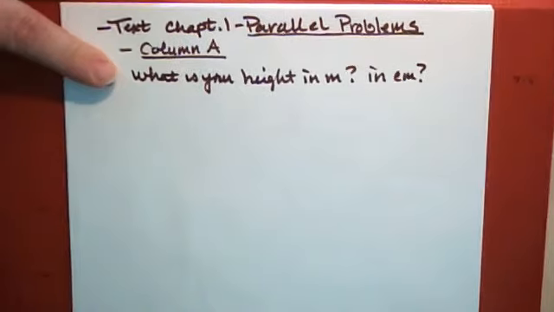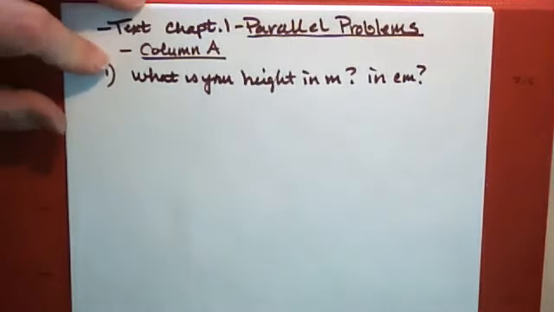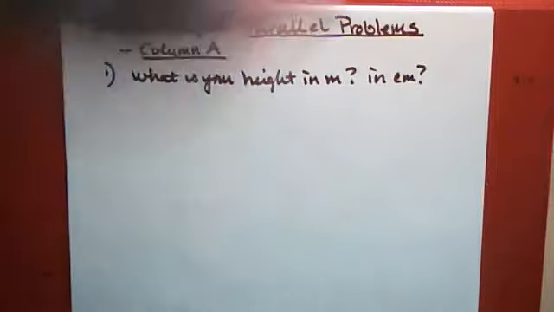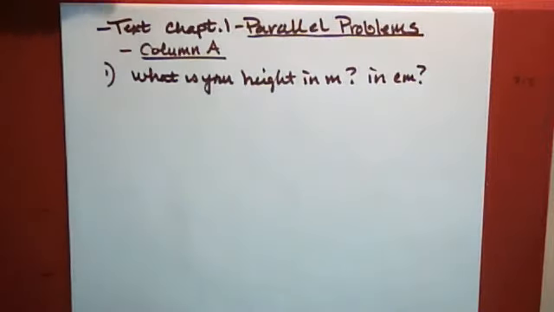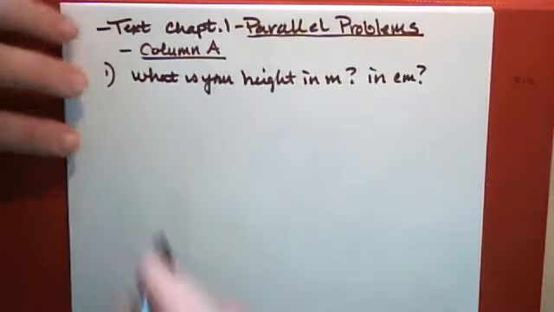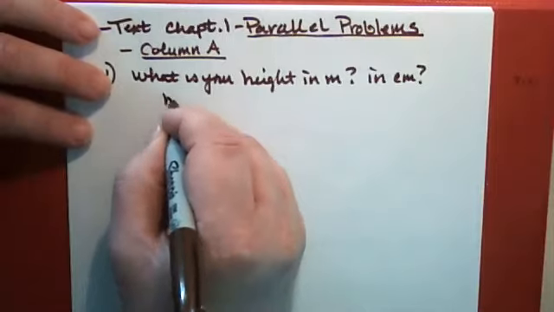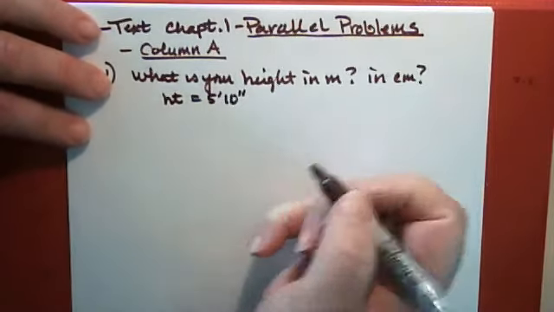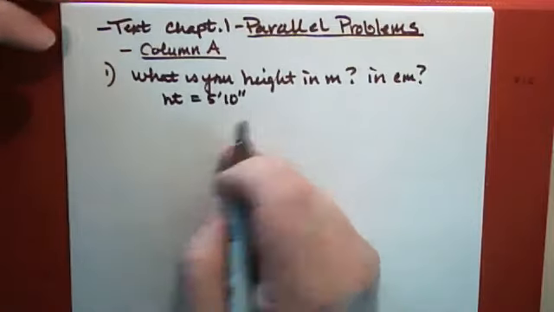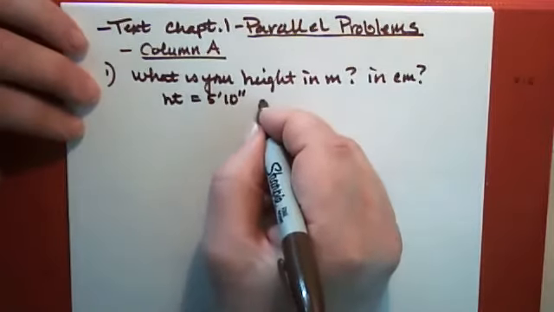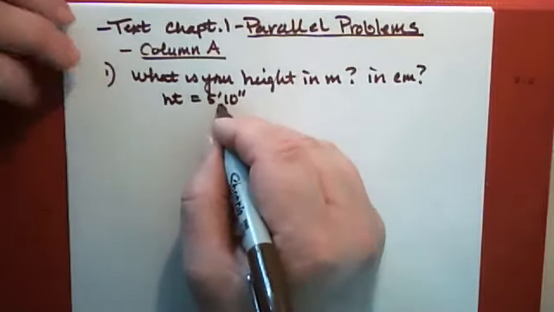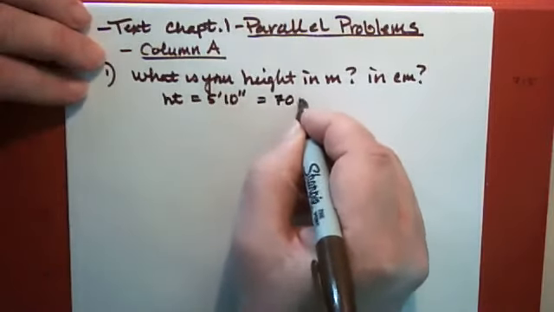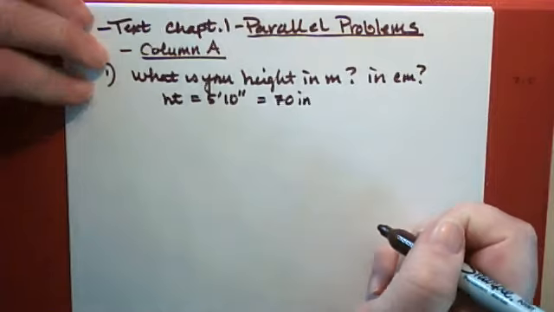So most of us probably know our height in feet and inches. And so if you can convert that to just inches, then you can go to meters using that conversion factor that's about halfway down the list in the length section. Personally, my height is 5 foot 10 inches. And 5 feet, 5 times 12 is 60, plus another 10 inches would be 70 inches.